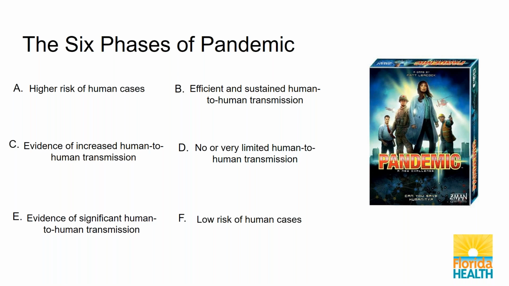Okay, so it seems that the group is kind of split. Well, you got it right, Elizabeth, so you are thinking pretty hard. The group is kind of split between F and D, so that's pretty good. So the first phase is going to be that there's a low risk of human cases. So what is number 2, now that we know it's a low risk of human cases? The next phase would be which letter?